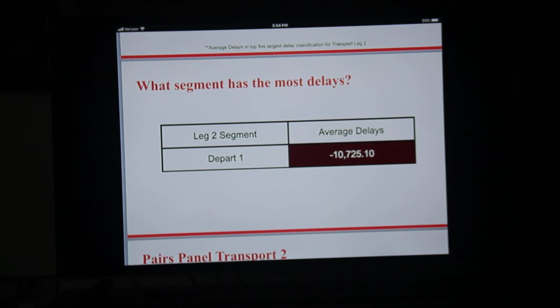As we can see, the departing segment 1 has the most delays, and we found that this is the segment that Cargo 2000 should really focus on in order to be able to reduce the delays and bottlenecks within their transportation process. We want to look deeper into the segment to see what is causing such large delays.